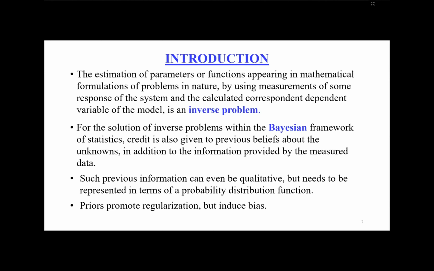In this work, we consider the solution of inverse problems within the Bayesian framework of statistics, where credit is also given to previous beliefs about the unknowns, in addition to the information provided by the measured data. Such previous information can even be qualitative, but needs to be represented in terms of a probability distribution function. And these prior distributions promote regularization of the solution of the inverse problem, but unfortunately, they induce bias.